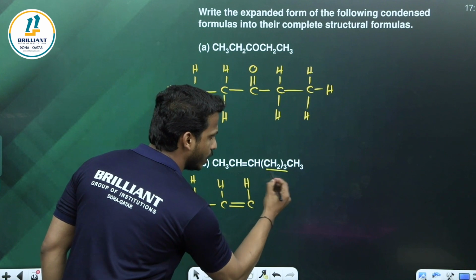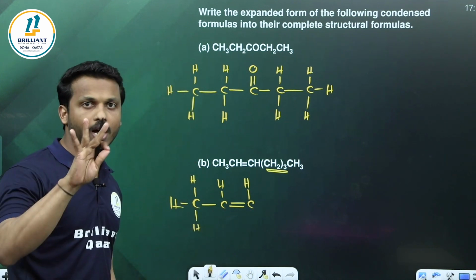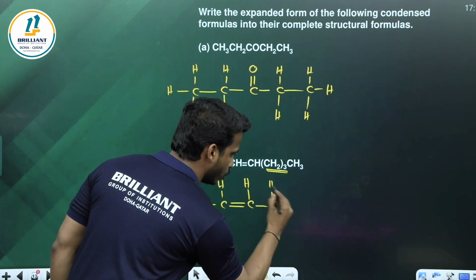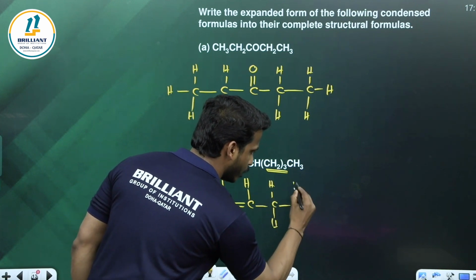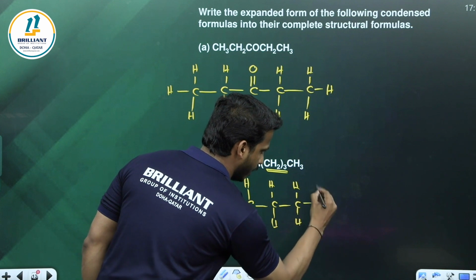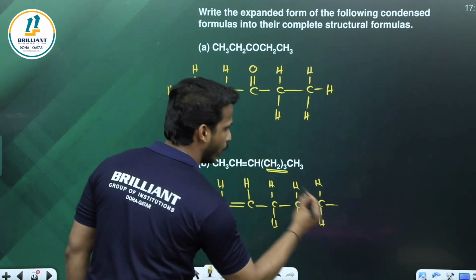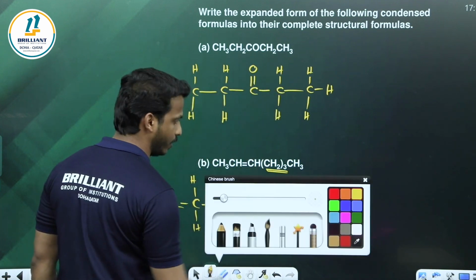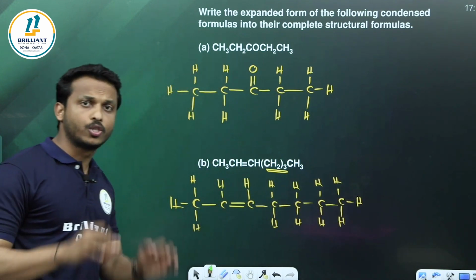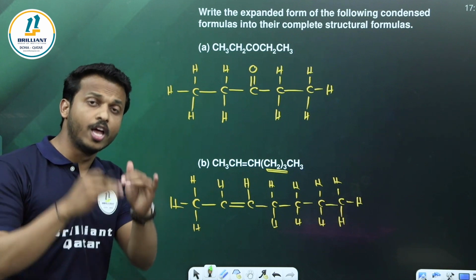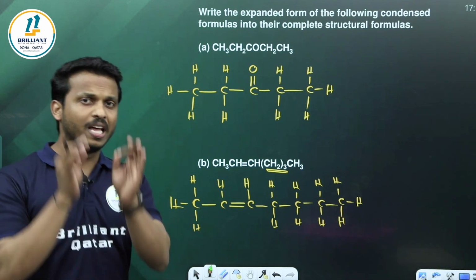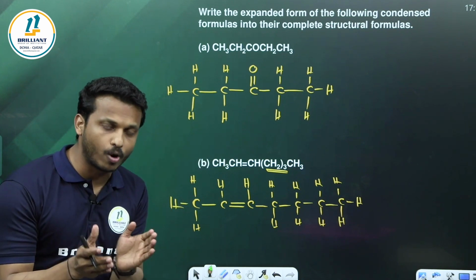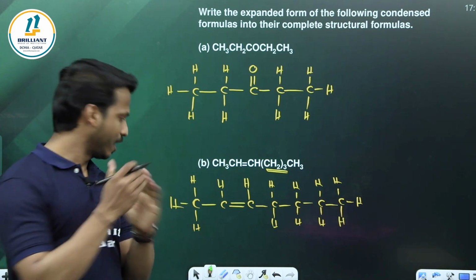What do you mean by CH2 thrice? There are 3 CH2 groups, correct? Okay, let us write one CH2, another CH2, third CH2. And finally, what you have? One CH3. This is the expanded form of the given compound. Clear, all of you? So when they give a condensed formula, when you make it into the expanded form, write each and every bond in the most expanded way, even the carbon-carbon bond and carbon-hydrogen bond. Okay? Clear, all of you?